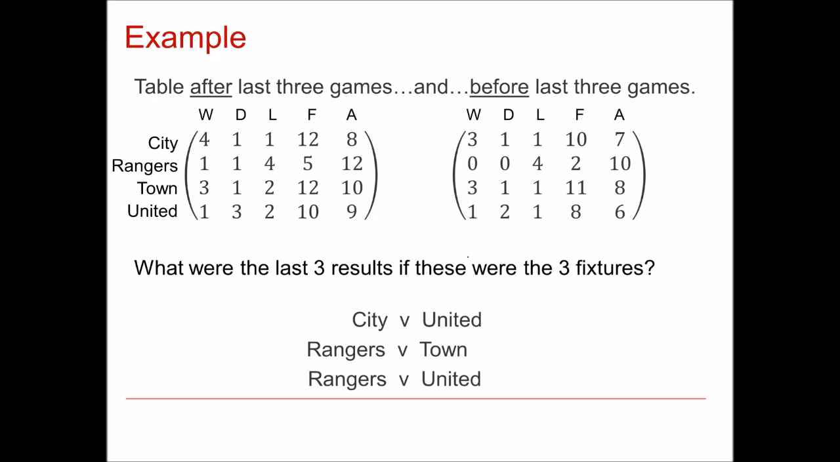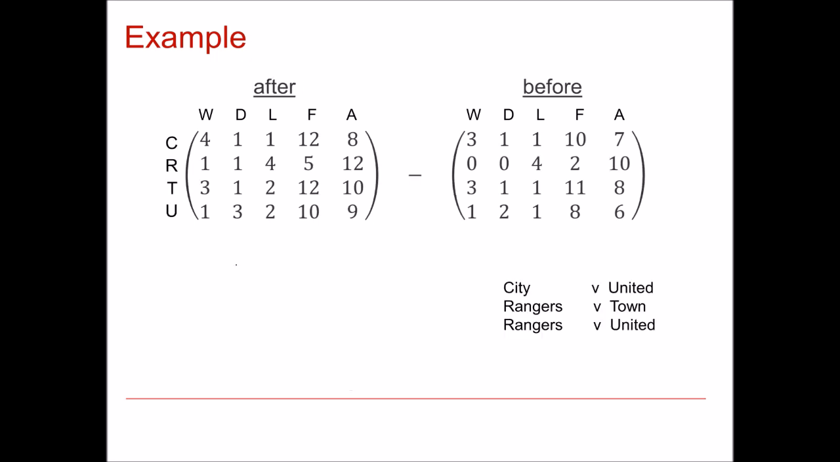We can do this by subtracting the second matrix from the first matrix. Pause the video for a moment while you do that. OK, this is what you get. 4 take away 3 is 1, 1 take away 1 is 0, 1 take away 1 is 0, 12 take away 10 is 2, 8 take away 7 is 1, and so on.